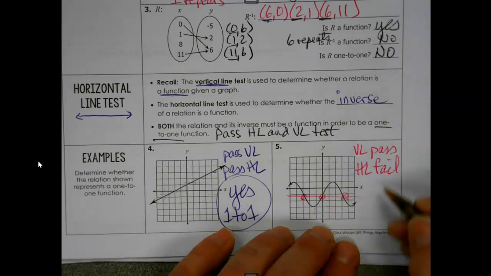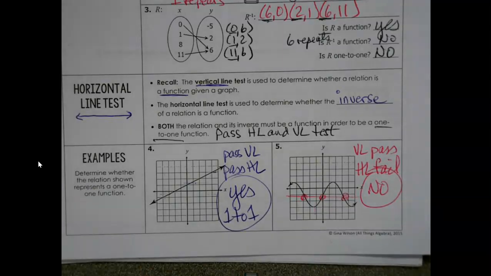So if either one is a fail, that's a no on the 1-to-1 aspect of things. So it's really similar to what we're doing with the points. It's just more of a visual way of doing it.